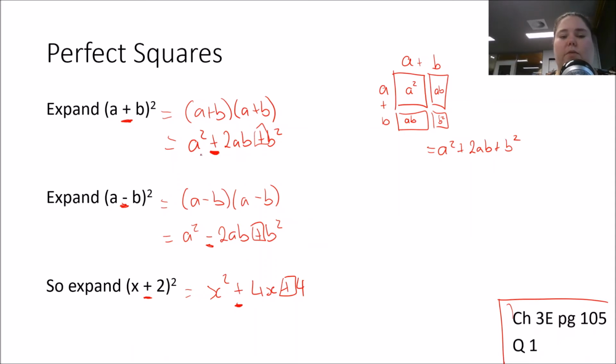These are my general expansions. So a plus b squared is a squared plus 2ab plus b squared, and the other one with a negative. What this is saying is that we've got a perfect square if the first and last terms are squares and the middle term is 2 lots of the square root of the first times the square root of the last. So we want to be able to identify that.